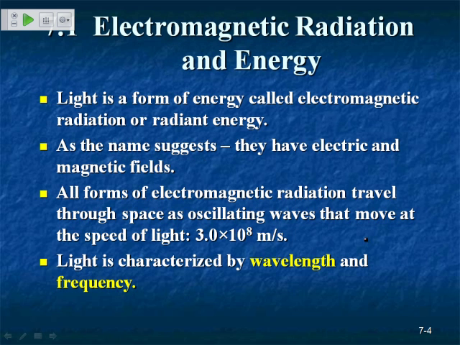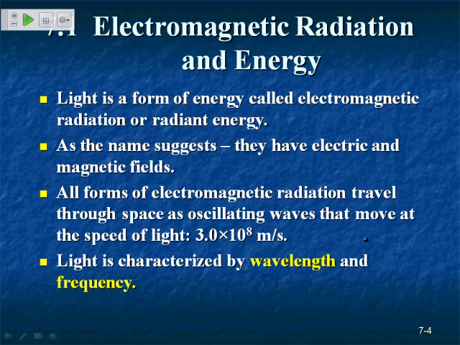Now, light is a form of energy called electromagnetic radiation, or simply radiant energy. As the name suggests, electromagnetic radiation has electric and magnetic fields, and we have different forms of electromagnetic radiation. Light is only one of the forms. We are going to see what the forms of electromagnetic radiation are in a few minutes.